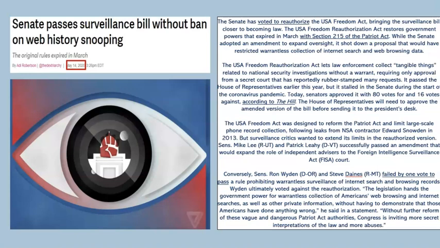So it's the USA Freedom Reauthorization Act. The US Patriot Act is off the books now. It expired in March, but now you have this Reauthorization Act, and it was meant to reform the Patriot Act. So anyway, there was a lot of backlash about Congress or the Senate passing this bill, basically as a result of the timing.